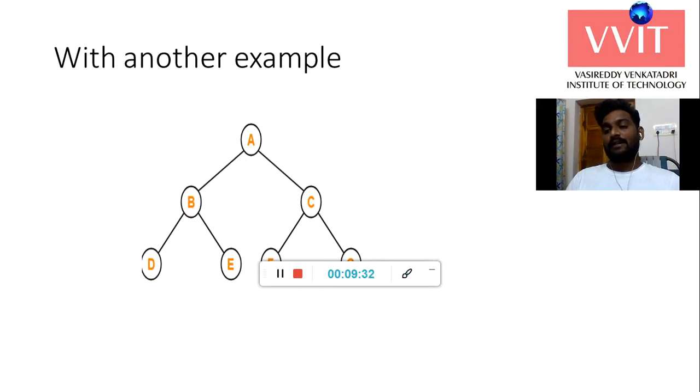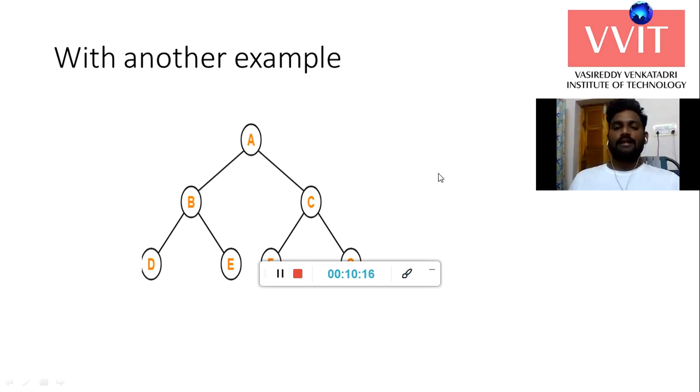Generally, what is traversal? Traversal means visiting each node exactly once. Generally the traversal techniques are categorized into 3 types: in-order, pre-order, post-order. In in-order fashion, first visit the left subtree, then visit the root node, and finally visit the right subtree. In pre-order fashion, first visit the root node, then visit the left subtree, and finally visit the right subtree. And in post-order fashion, first visit the left subtree, then visit the right subtree, and finally visit the root node.